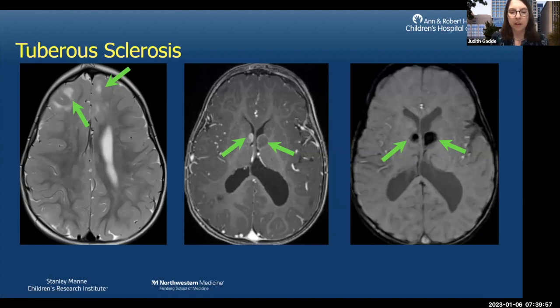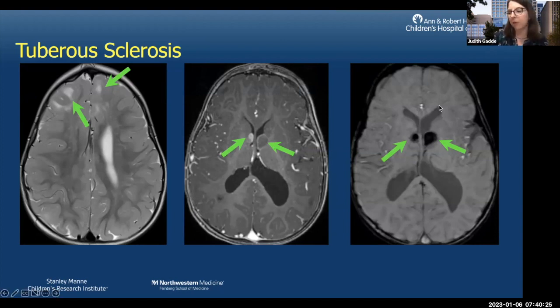So there are different descriptions and definitions of at what point these become what we call SEGAs, which are subependymal giant cell astrocytomas. But by definition, SEGAs must occur at the foramen of Monroe. And really what we're looking for is that there's growth over time. And the concern, because of the location, is that they could cause obstruction of the lateral ventricles and cause hydrocephalus.